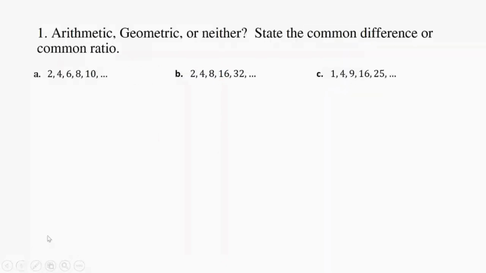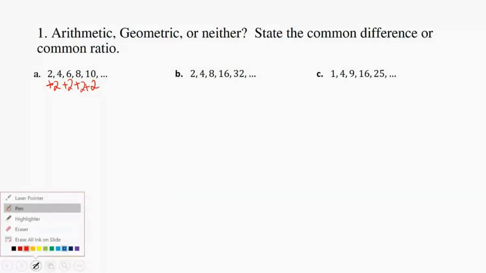So for the first couple of problems, what we're going to do is figure out, are these patterns arithmetic, geometric, or neither? So let's look at this first one. If we look at this, 2 to 4, we add 2. 4 to 6, we add 2. 6 to 8, we add 2. And 8 to 10, we add 2. So that would make this arithmetic.